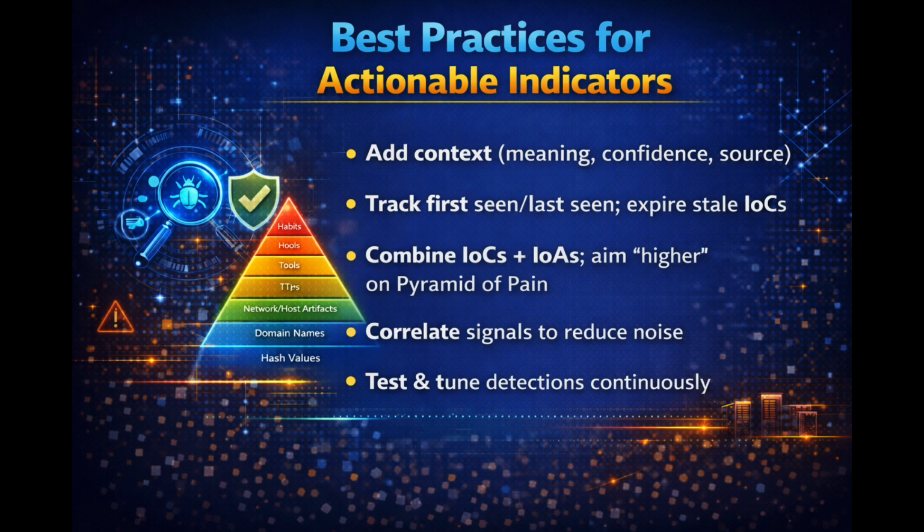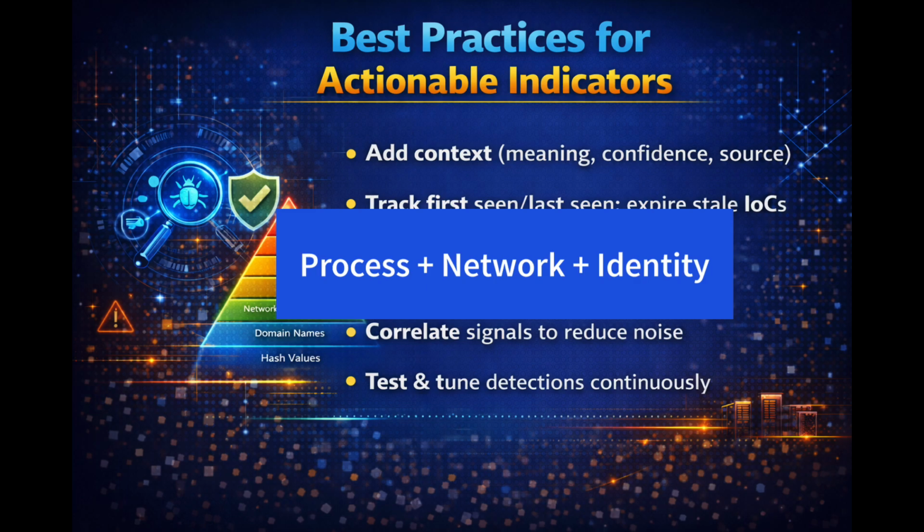Prefer higher value detections. Use the Pyramid of Pain idea. Combine low-level IOCs with higher-level behaviors and TTP-focused IoAs. Correlate, don't isolate. Single indicators can be noisy. Combine multiple weak signals into one strong story, process plus network plus identity, for example.